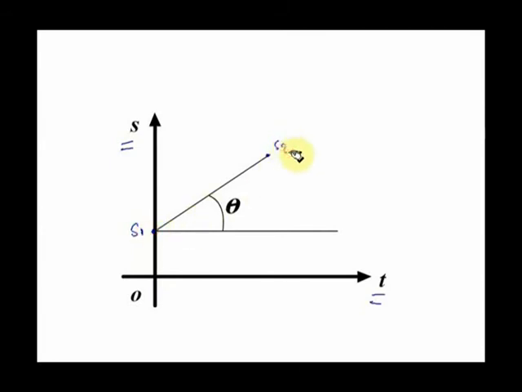Suppose this point is S1 and this point is S2, so S1 S2 is the actual graph, which is a straight line, and this straight line makes an angle theta with the horizontal. So the slope of the straight line is nothing but tan theta. Since this slope is constant for the whole graph, if we want to take the slope of the graph at any instant, it is the same as tan theta.